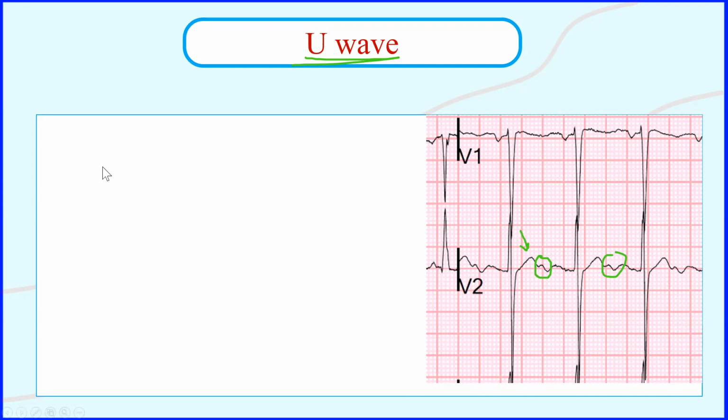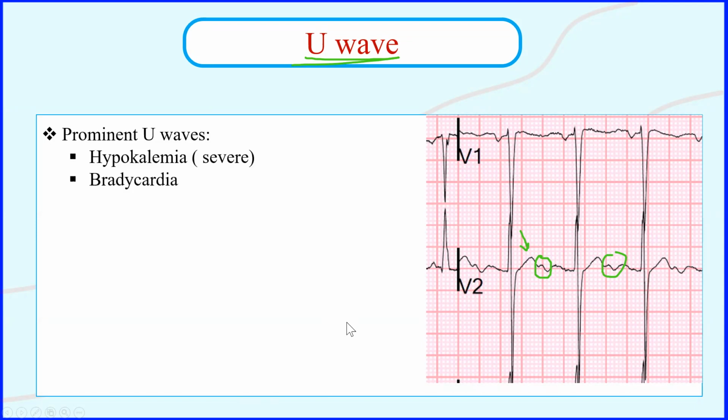Okay, so what can cause a prominent U wave? When we say prominent U wave, it means that the amplitude is more than 2 small squares. We always think about hypokalemia, especially if it is severe, and you think about bradycardia. The slower the heart rate is, the more prominent you will find the U wave. Those are the most common causes of a prominent U wave. And for hypokalemia to cause a U wave, it should be severe, meaning that the potassium level should be less than 2 milliequivalents per liter.